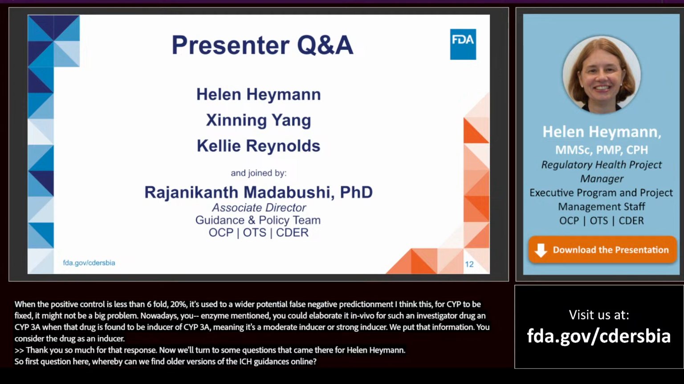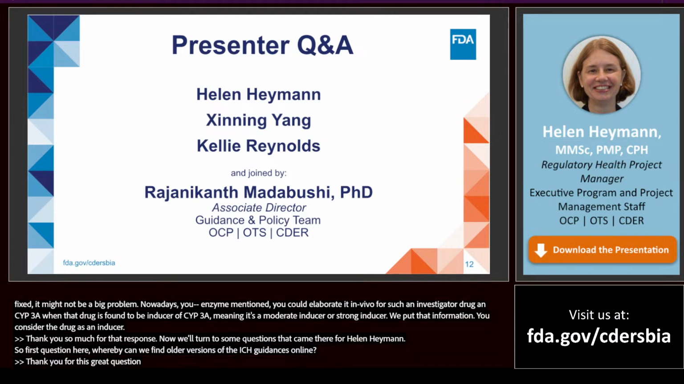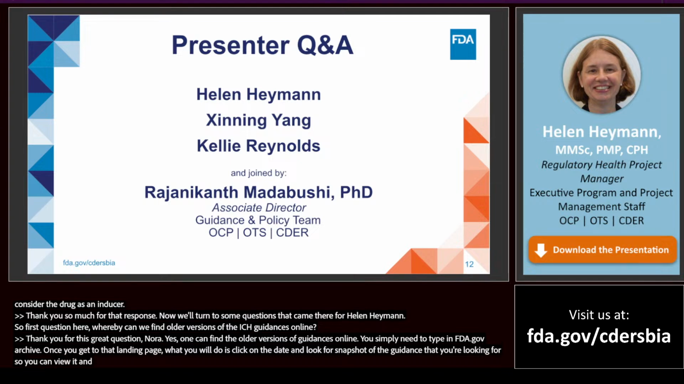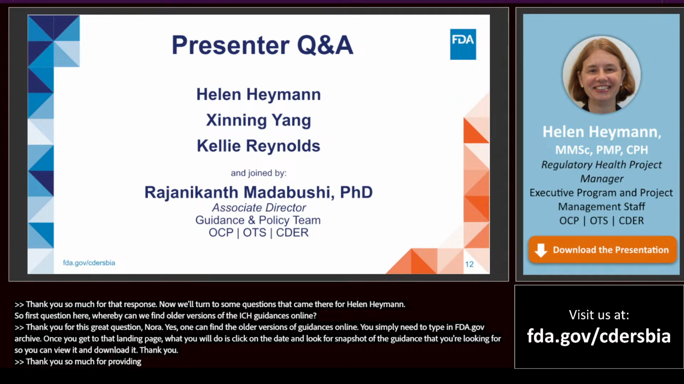Oh, thank you for this great question, Nora. Yes, one can find the older versions of guidances online. You simply need to type in fda.gov archive. Once you get to that landing page, you will click on the date and look for a snapshot of the guidance that you're looking for, so you can view it and download it. Thank you.